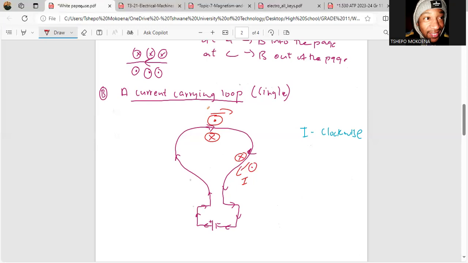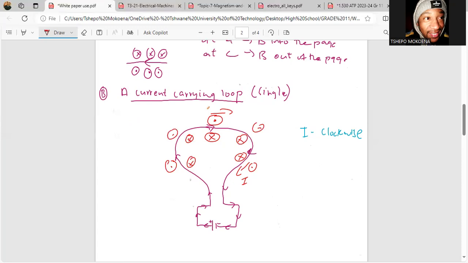If you practically do this, you will see that inside of the loop, you're going to have into the page, and then outside of the loop, you're going to have out of the page. So that means your magnetic field will move here and come out here, move there, come out there. I'm trying to form the circles around this. Circle, circle, circle. You see, it will be like that.